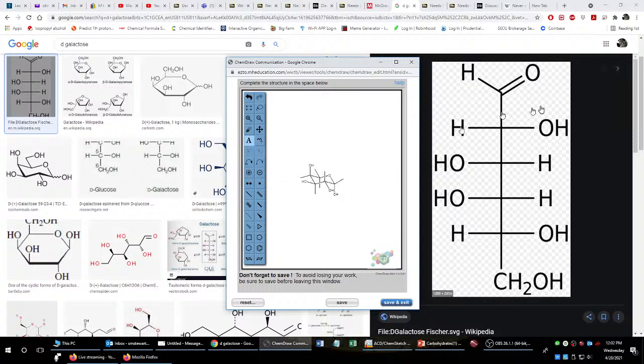I'm missing something. One, two, three, four, five, six, seven. Okay, I see the problem, because if we're going to form a six-membered ring, we're actually going to have to... That's odd. This is a seven-membered ring.